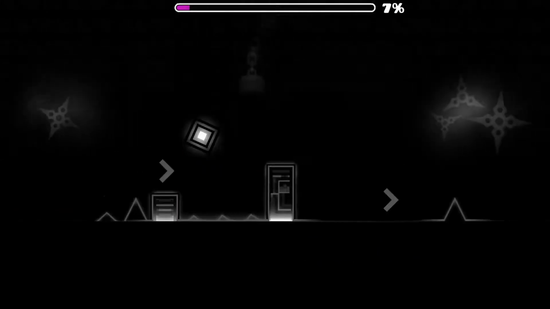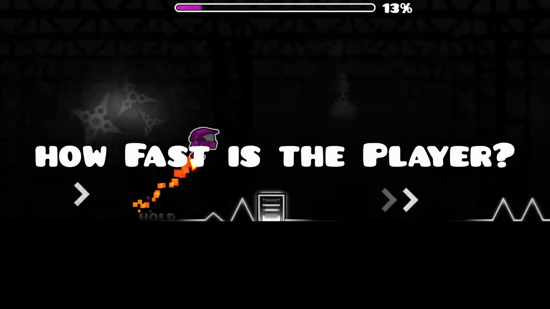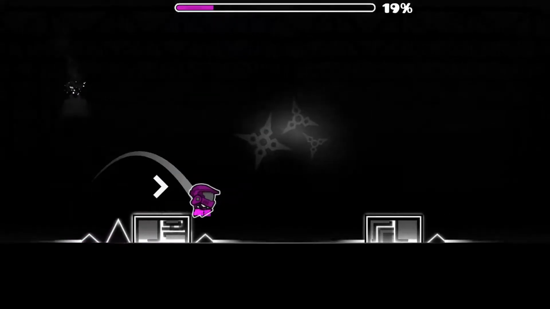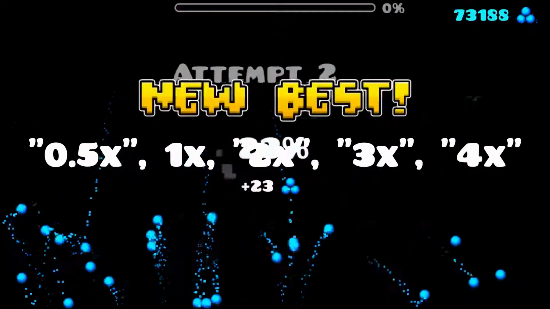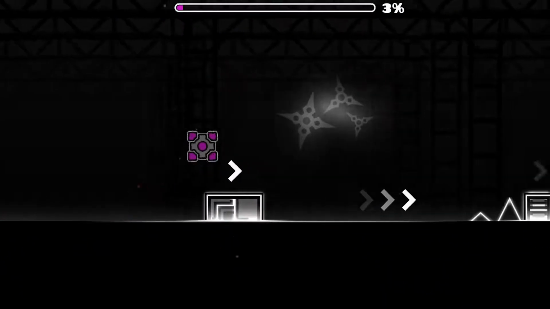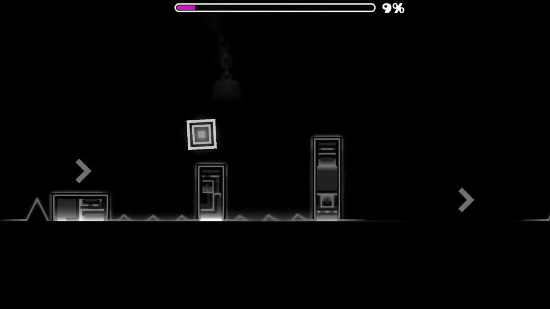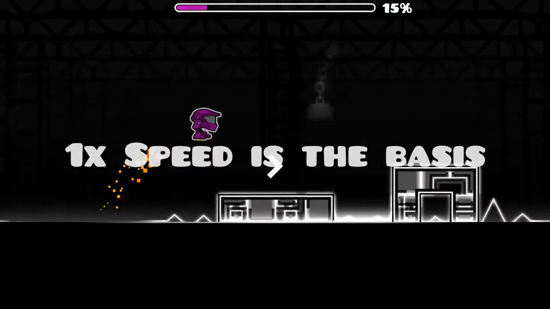In this episode, we'll finally be answering the old question of how fast does the player move? As of version 2.1, there are a total of 5 different speeds: 0.5 times, 1 times, 2 times, 3 times, and 4 times. However, we actually haven't proven that their names are what we call them to be, except 1 time speed, since that's the first type of speed that we've been introduced to.